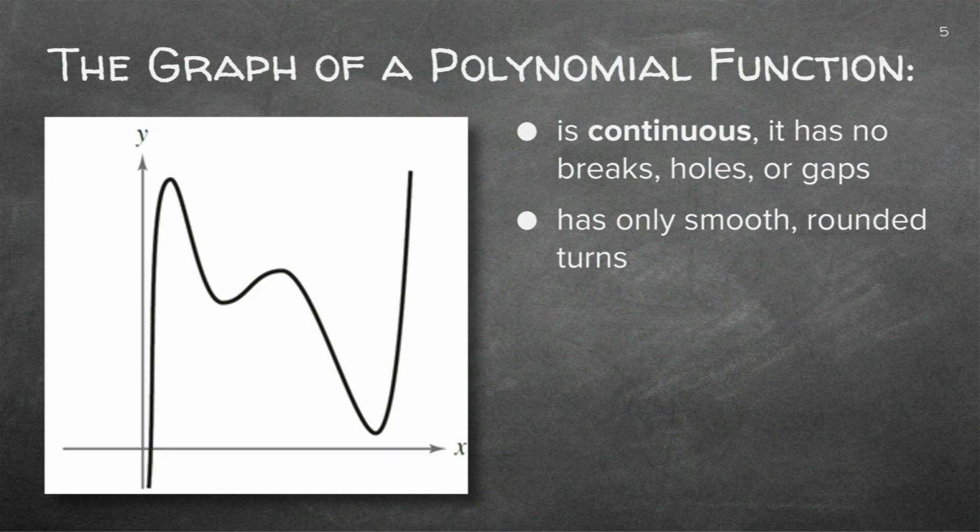The graph of a polynomial function is continuous. It has no breaks, holes, or gaps. It only has smooth, rounded turns.